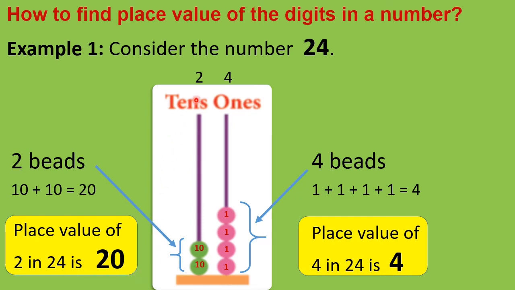So 24 is a 2-digit number, and representing this number on an abacus, we learned how to find place values of these 2 digits. So in this number, place value of 4 is 4 and place value of 2 is 20. I hope you understood. Anyhow, we are going to take some more examples. So if you have any doubt, you can get your doubts cleared in those examples. Now let us move to example number 2.